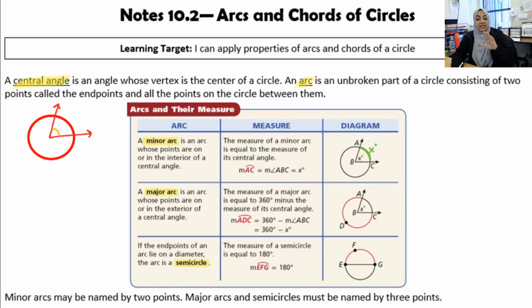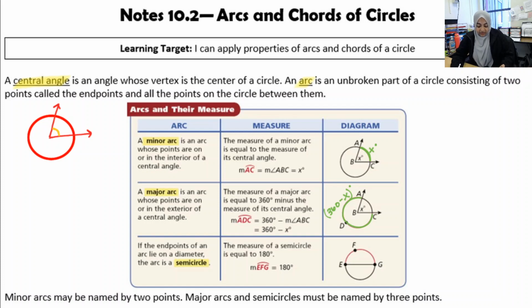Now that angle has to be the central angle. The major arc, like I said, is on the other side, is the other type of arc that's created. So same thing, if I'm going back to my original drawing, this one right here is the major arc. So the major arc is an arc whose points are on the exterior of that central angle. And the measure of the major arc is 360 minus the measure of its central angle. So this right here is my major arc, and it is going to be 360 minus X degrees, okay? And that makes sense, right? We know that in a circle there are 360 degrees, so if part of that is taken up by X, then what's left over is 360 minus X.